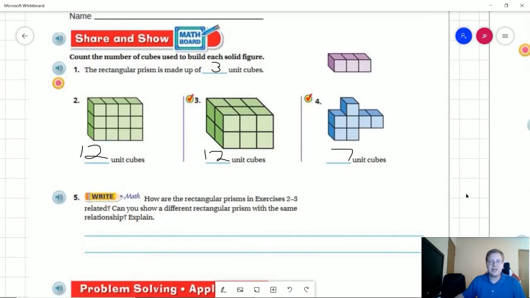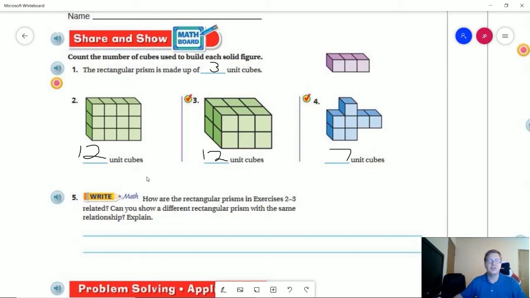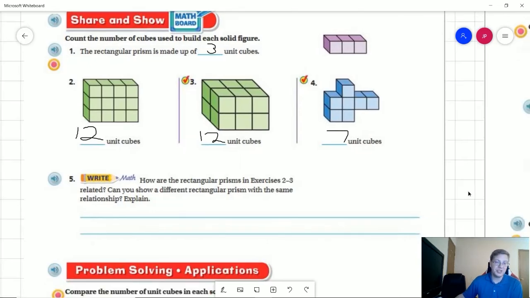So for number 5, how are the rectangular prisms in these two related? Well, they use the exact same number of cubes. So can you show a different rectangular prism with the same relationship? Yeah, we could. So one of the ways that we could do that is to go ahead and make a rectangular prism that ends up using 12 cubes and could be 2 by 6 instead of 2 by 2 by 3. Or we could even make one that's just 12 cubes in a straight line. And so with that, we have a similar relationship because we are using the same number of cubes, even though the shape would look different.